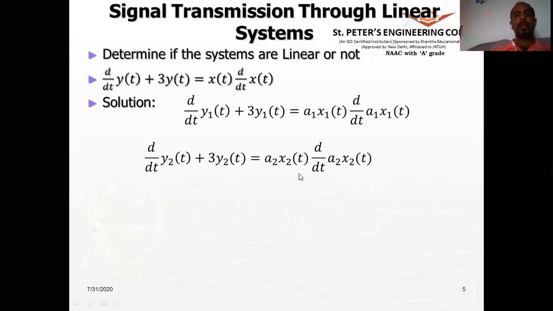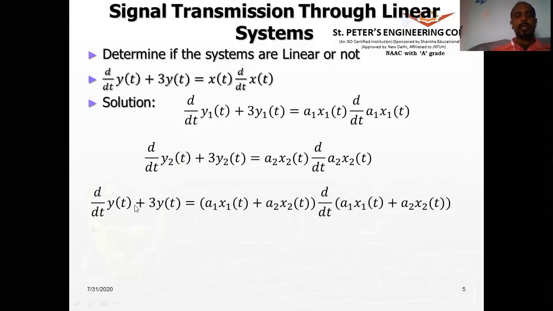Now if I give both the inputs simultaneously, input 1 and input 2, I'm going to call that the total response y of t. So d by dt of y of t plus 3 y of t is equal to a1 x1 of t plus a2 x2 of t. This has to be multiplied with d by dt of a1 x1 of t plus a2 x2 of t.